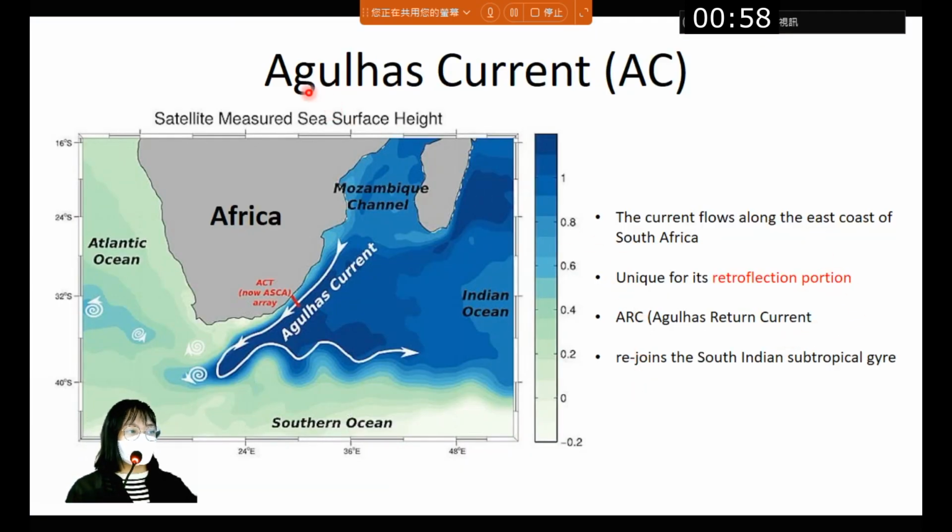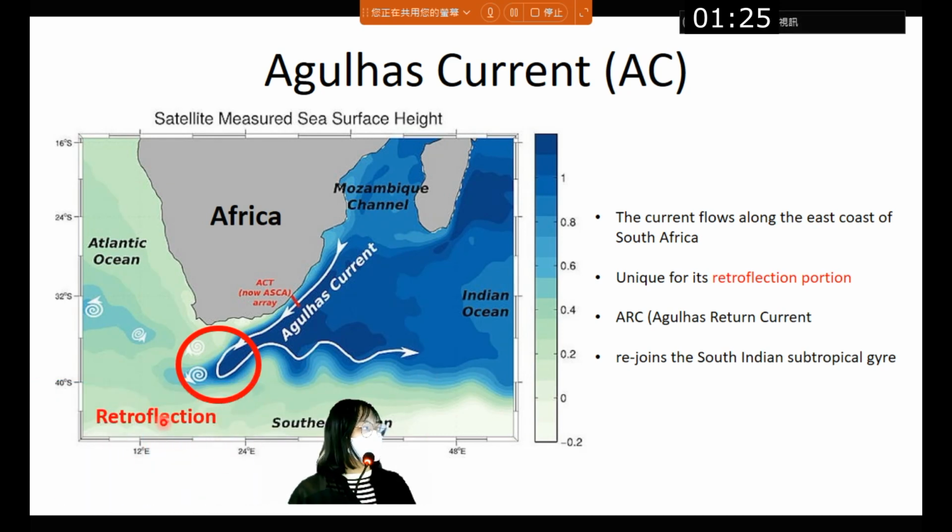Now we start our introduction to the Agulhas Current. This picture is the satellite-measured sea surface height. The current flows along the east coast of South Africa, and this has a unique phenomenon named the retroflexion. Because of the retroflexion, the flow goes from north to south and turns left into the South Indian subtropical region. Here the orange line shows the ARC. The ARC is the Agulhas Return Current.